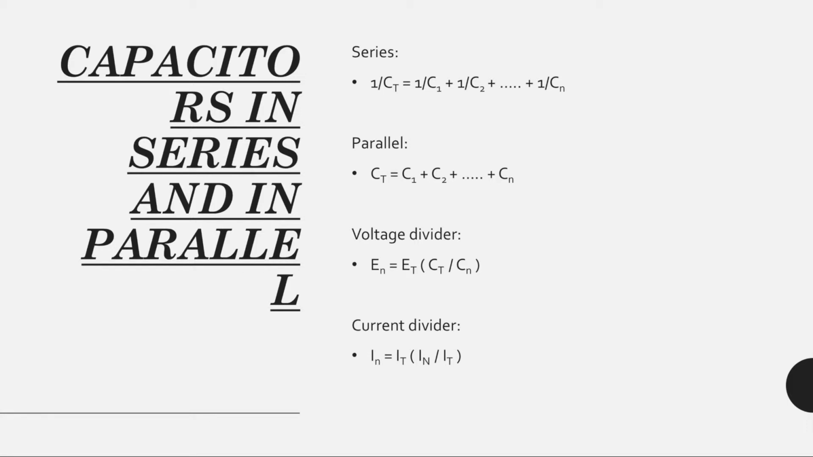Capacitors in series and parallel. Capacitors can be placed in series and parallel, however they behave opposite to a resistor. When in parallel, they are added similarly to resistors in series, and when they are in series, they behave like resistors in parallel. Voltage also divides as current would for resistors.